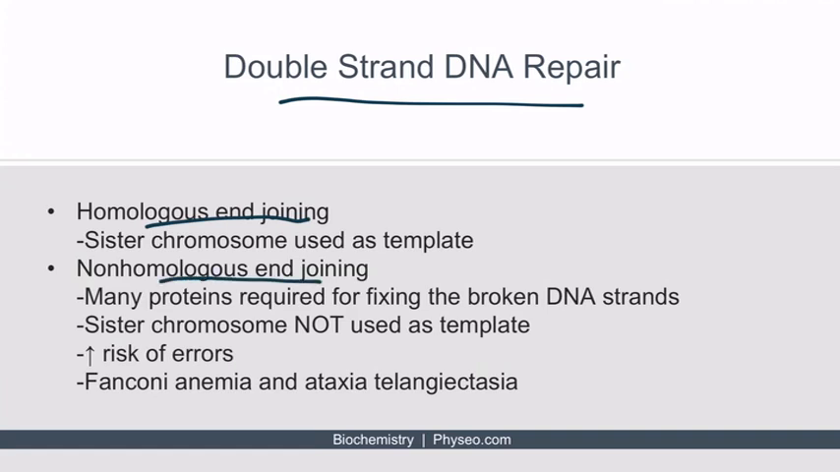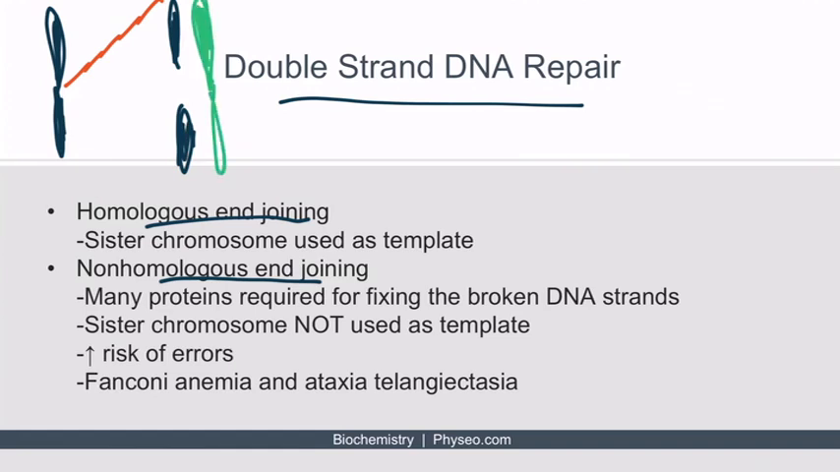In homologous end joining, the sister chromosome is used as a template to repair the double-stranded break. So imagine a chromosome right here. Now let's assume the cell is exposed to ionizing radiation and a double-stranded break occurs. Draw a little gap region right there to represent the break. In homologous end joining, the sister chromosome is used as a template which allows the broken region to be repaired. So we'll imagine that the sister chromosome comes next to it and allows the region to be repaired.